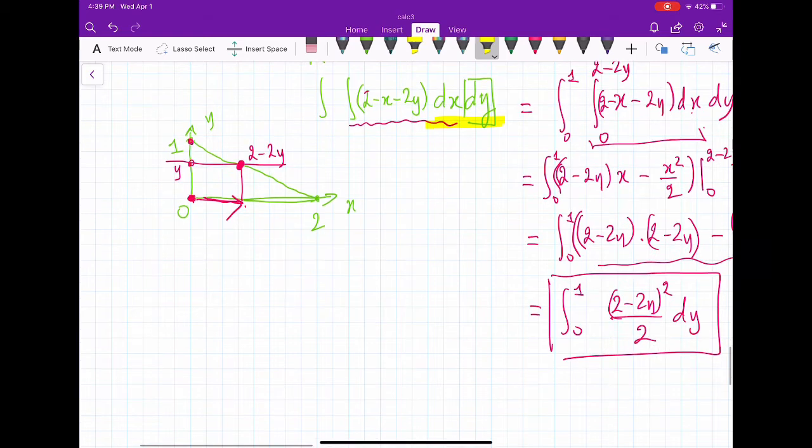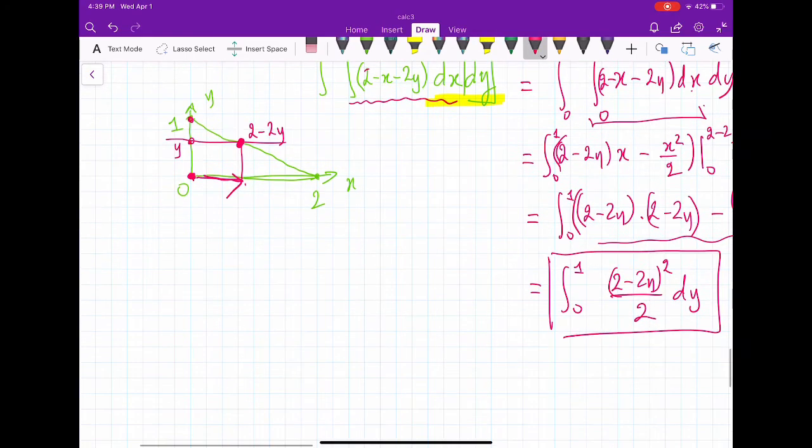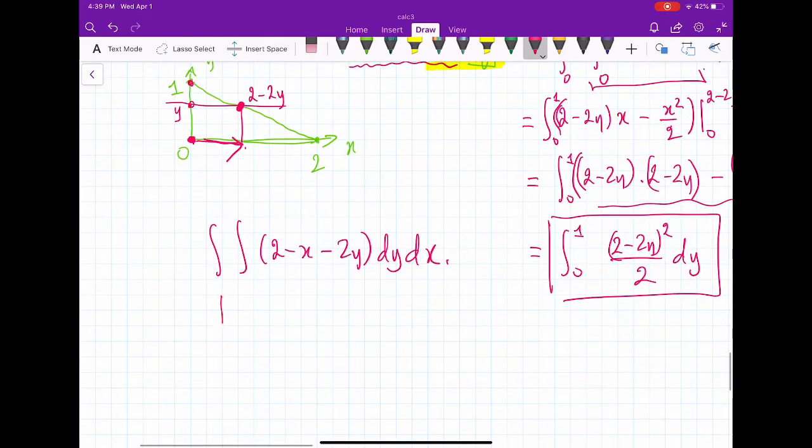Let's do that together. Now I want to rewrite the integral in this order: 2 minus x minus 2y dy dx. Again, I will make the triangle. That is my y, that is my x. Here is 1, here is 2. So I have this triangle.